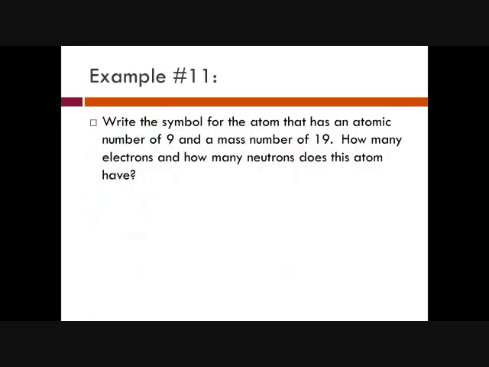So for a neutral atom that has an atomic number of 9 and a mass number of 19, how many electrons and how many neutrons does this atom have? Okay, well, does anybody want to take a guess at what element it is if it has an atomic number of 9? Fluorine. Right? If you look at number 9 on the periodic table, that's fluorine. Okay, and we know the atomic number is 9, and we know the mass number is 19. So we know that it has 9 protons. How many electrons does it have?